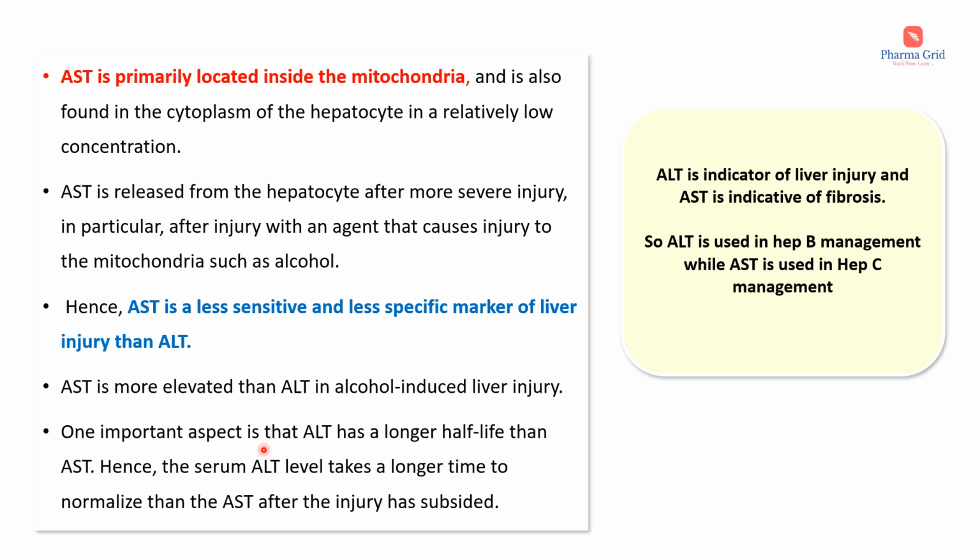One important aspect is that ALT has a longer half-life than AST. Hence, the serum ALT level takes a longer time to normalize than AST after the injury has subsided. As a summary, we can say that ALT is an indicator of liver injury and AST is indicative of fibrosis. So, ALT is used in hepatitis B management while AST is used in hepatitis C management.